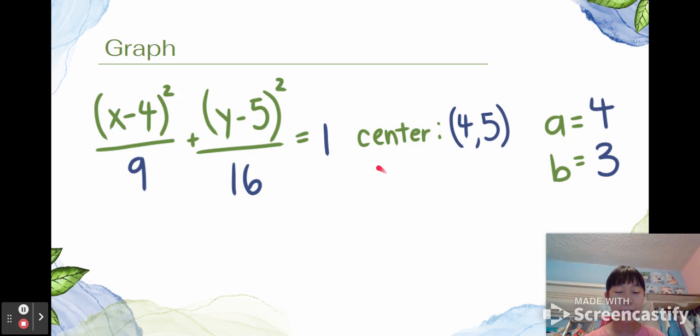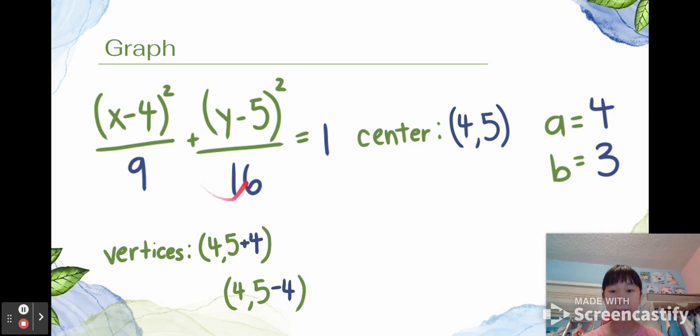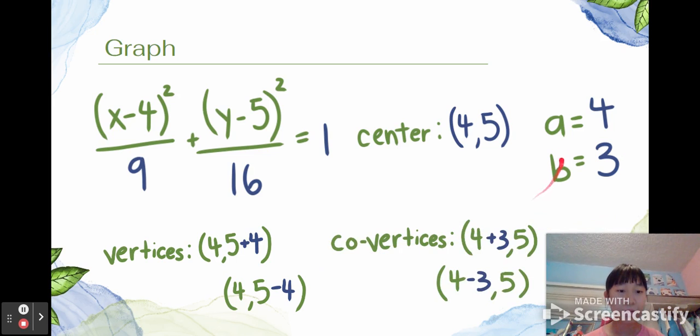Now what do we do? Well, we need to figure out the vertices. And how do we do that? Well, we're going to take the center. We're going to do 4, 5 plus 4. But why are we adding the A value to 5? Well, if you look over here, we see that the A value is with y minus 5 squared. Therefore, we need to subtract and add 4 to the y value in order to get the vertices of the ellipse.